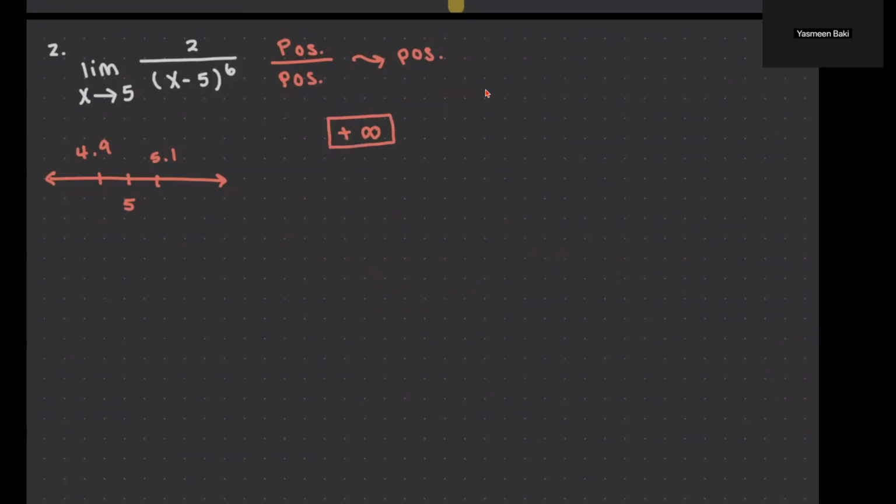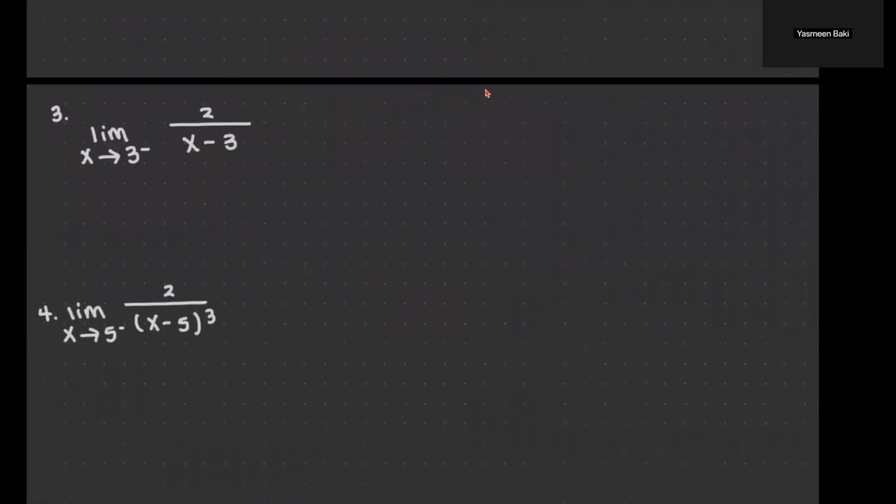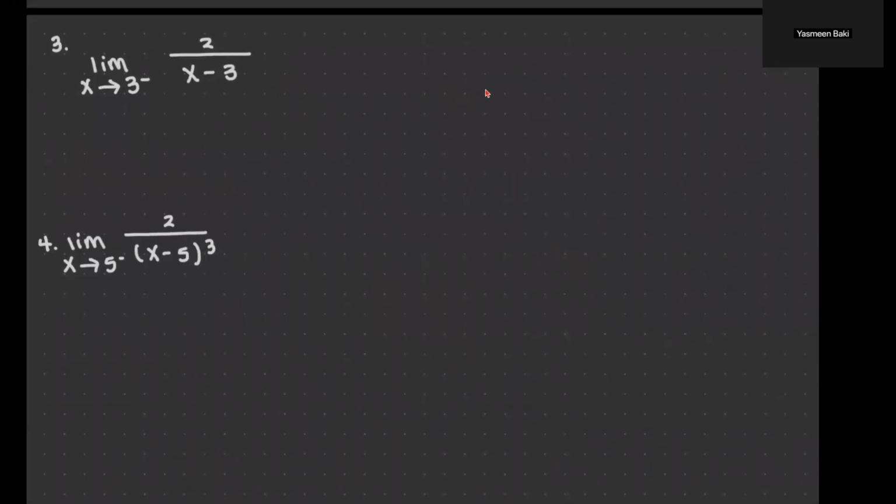All right, 2 more problems I want us to do. So now let's take a look at problem 3. So we're taking 2 divided by x minus 3, and we're taking the limit as x goes to -3 from the left.